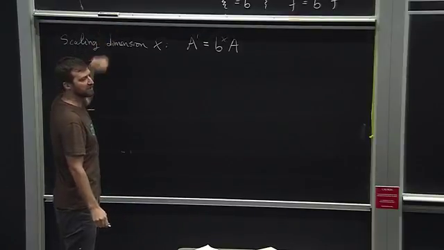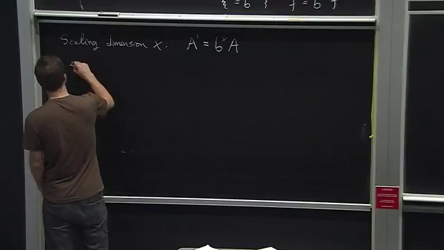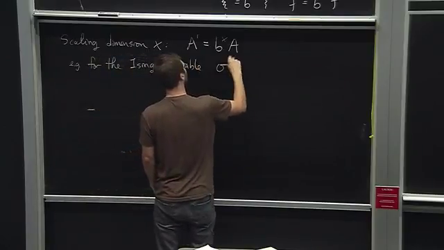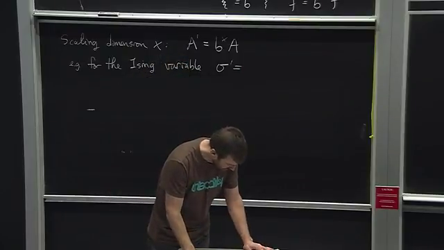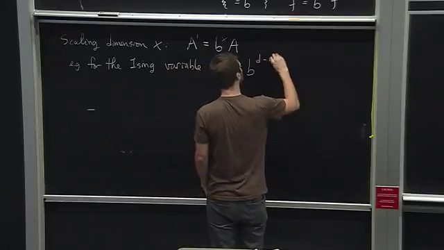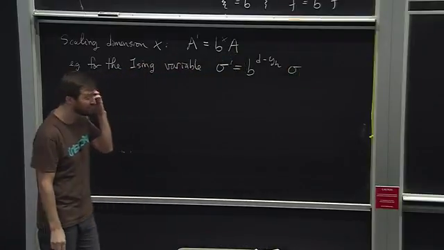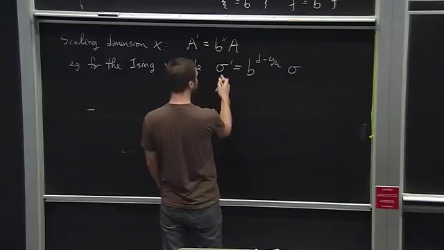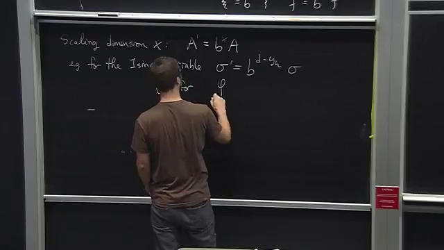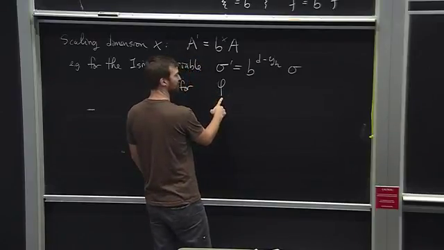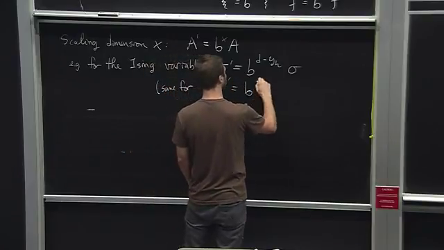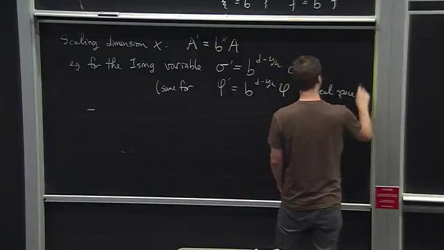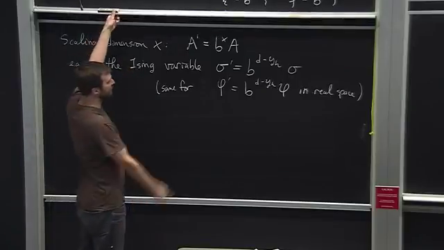And importantly, last class we derived a scaling dimension for the physical Ising variable. What is it? B to the D minus YH, sigma. We're going to talk more about what this means. You can also imagine this rescaling the field. If this is the field in real space, which is just sort of a generalization of the spin variable, it has the same scaling dimension. We're going to need the scaling dimension of the field in momentum space soon. So we'll have to Fourier transform this relationship.